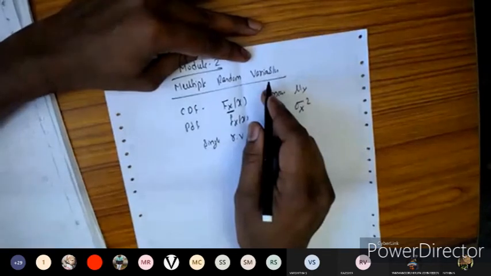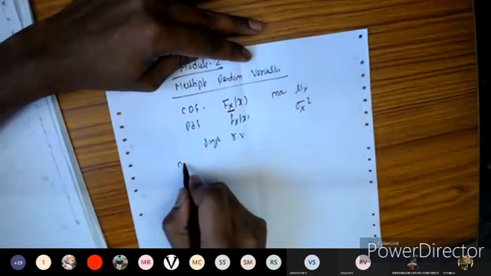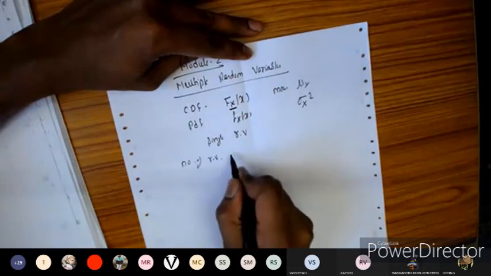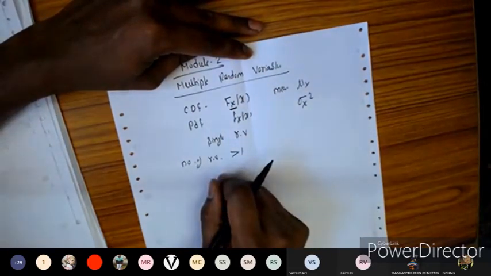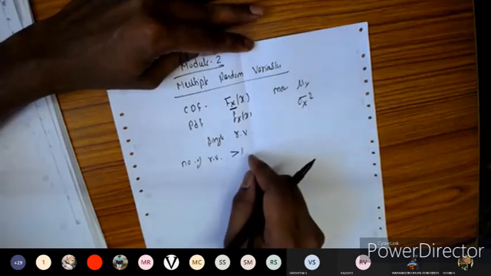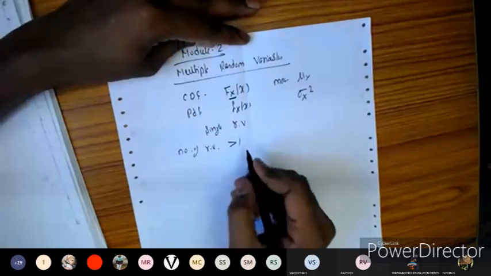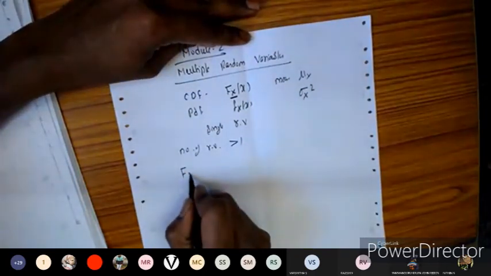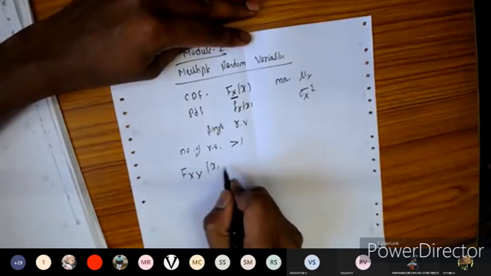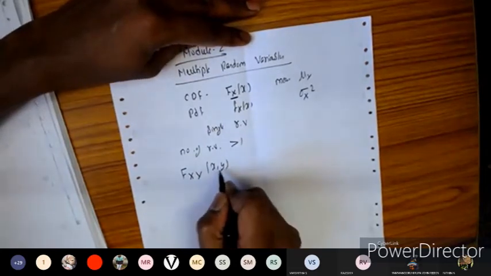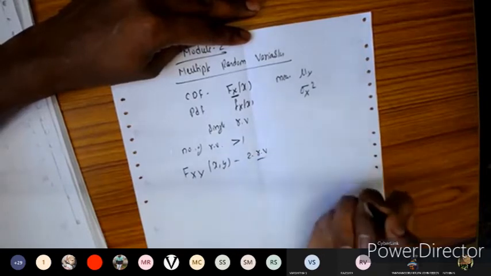Multiple random variables means the number of random variables is greater than 1. You are going to call that multiple random variables. For example, if I have two random variables, I can denote this as f_XY of x comma y. So two random variables are there.